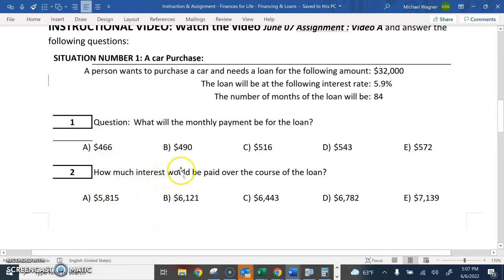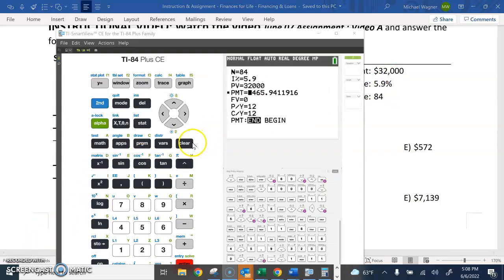Okay, the next thing we're going to do is figure out how much interest would be paid over the course of the loan. Well, the interest is going to be all the payments that you pay over the whole amount minus the original amount that you actually get a loan on, because that's the actual value of whatever you're paying for, whether it's a car or house. But when you start getting these payments, they're going to include interest. So let's see, there were 84 payments. $466 was the amount.